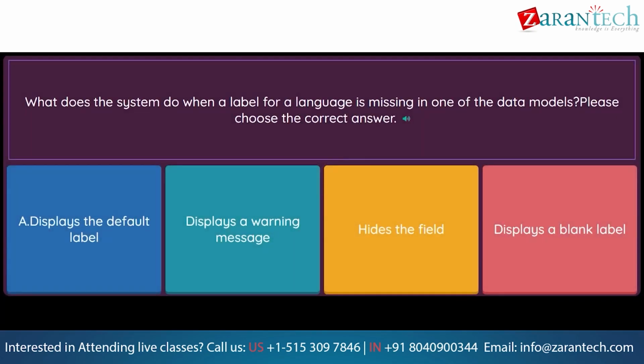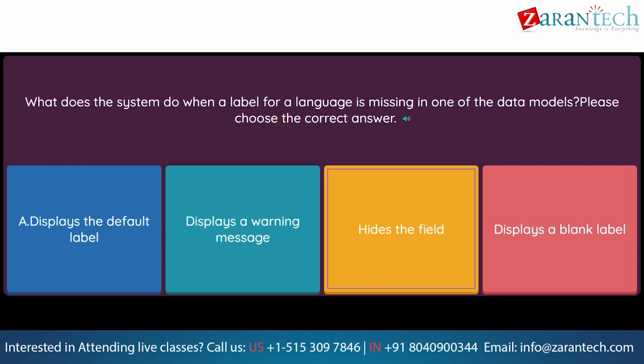Question: what does the system do when a label for a language is missing in one of the data models? Please choose the correct answer. Option 1: displays the default label. Option 2 displays a warning message. Option 3 hides the field. Option 4 displays a blank label.